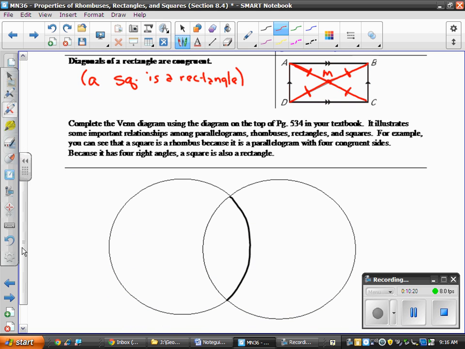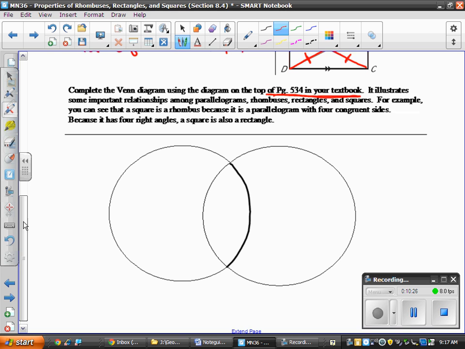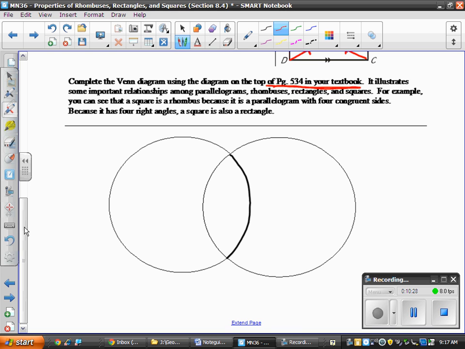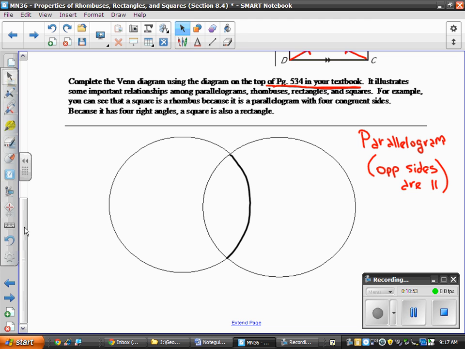One last thing, and you can definitely read or see this on page 534 in your textbook, but I can't stress enough the relationship between all the figures. So I'm going to put parallelogram out here. And by definition of parallelogram, its opposite sides are parallel. That's really the definition of a parallelogram. Now, all the shapes that we just talked about have that opposite sides are parallel situation too, so that's why they are in the parallelogram family.